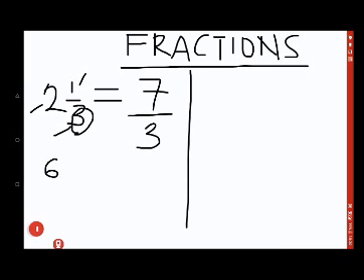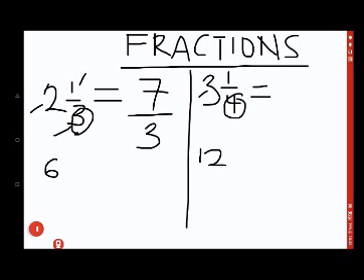Let's look at another example. 3 whole number 1/4. Now, if you want to convert this to a regular fraction without a whole number, you first multiply this 4 by 3. 3 by 4 is 12. Then you add this 12 to the 1. 12 plus 1 is 13. So that becomes the numerator and then the denominator of 4.